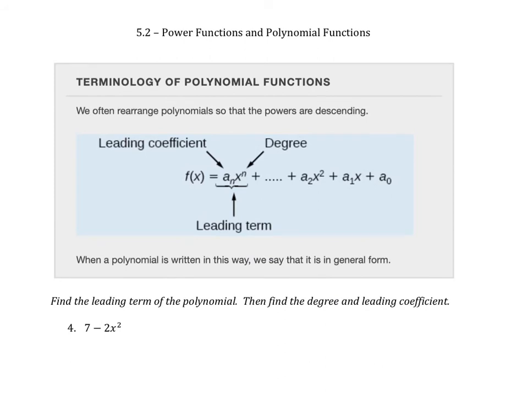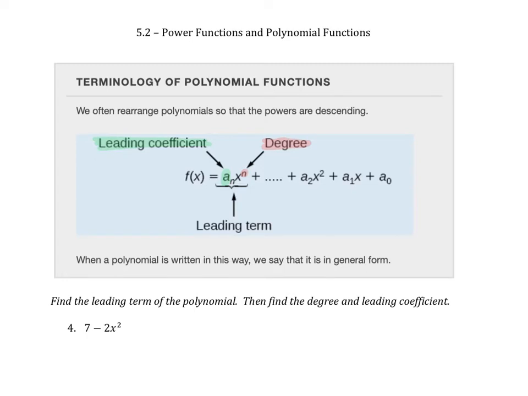Okay, so a couple more things to talk about. We talked about terms. So the leading term is the term that has the highest degree, which means the highest exponent. So the degree is the exponent on the variable. So for example, x cubed, the degree would be 3. We talked about the coefficient. The leading coefficient is the coefficient that's in front of the leading term.